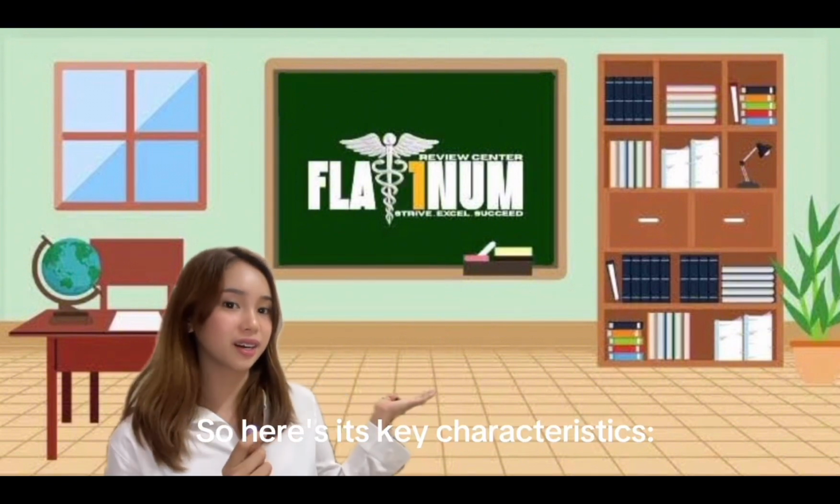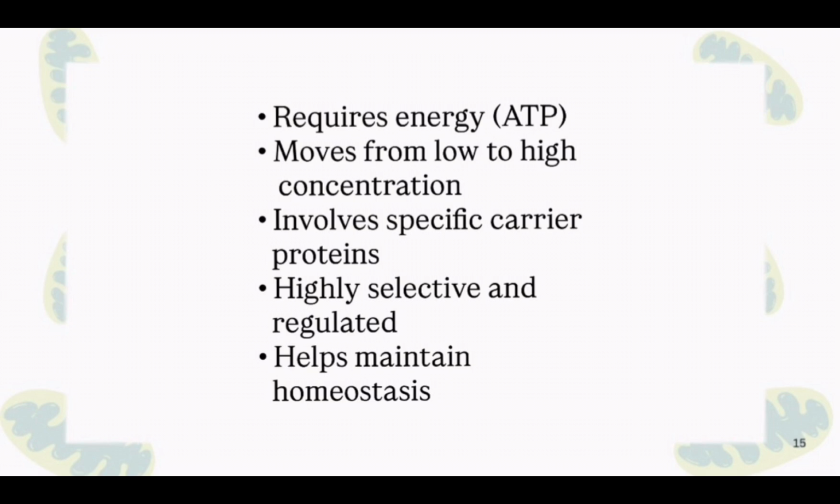So here are its key characteristics. It requires energy in the form of ATP. It moves from low to high concentration. It involves specific carrier proteins. It is highly selective and regulated. And lastly, it helps maintain homeostasis.